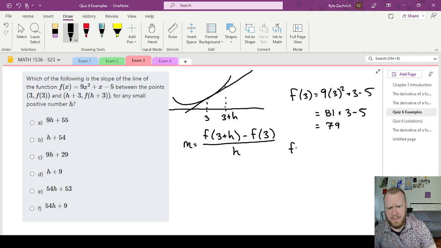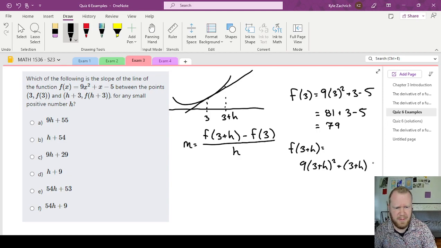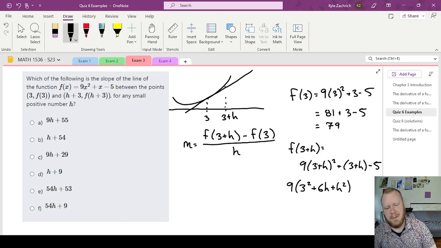f of 3 plus h. This is going to be a little bit more complicated, but that's going to look like 9 times 3 plus h squared plus 3 plus h minus 5. I'm going to expand this out here. So this is 9 times, this is as though we multiplied 3 plus h times 3 plus h, so FOIL that out.